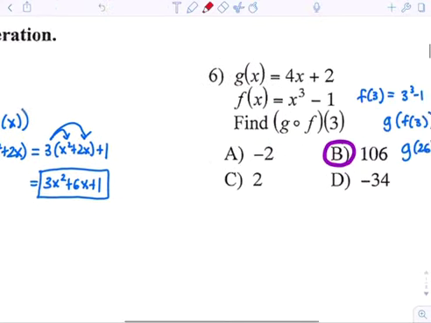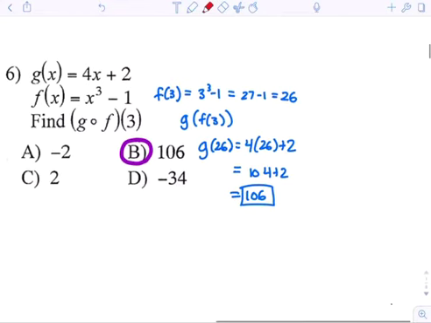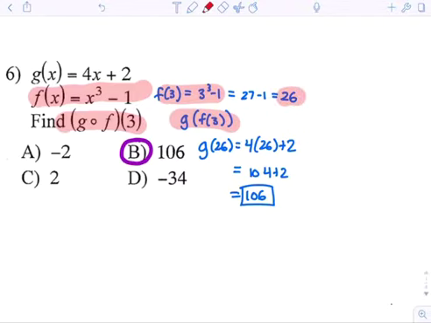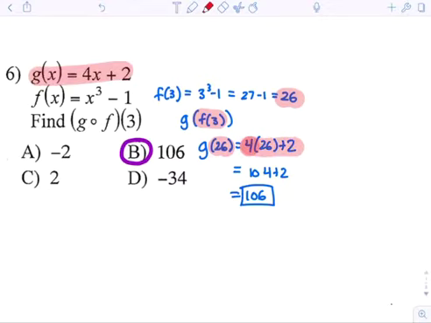Alright, moving on. Number 6. Alright, so we first start with here. g of f of 3, right? So first, let's substitute 3 into our function. We're going to get f of 3 equals 3 to the third minus 1, which simplifies to 26, right? Now, we found 26 for f of 3, so we're going to substitute it there. So now, g of 26, now just substitute 26 into our g function, right? So 4 times 26 plus 2. 4 times 26 is 104 plus 2, 106, which is B.